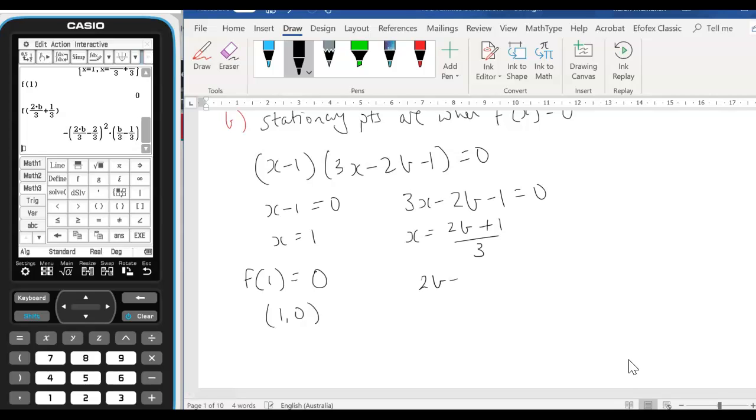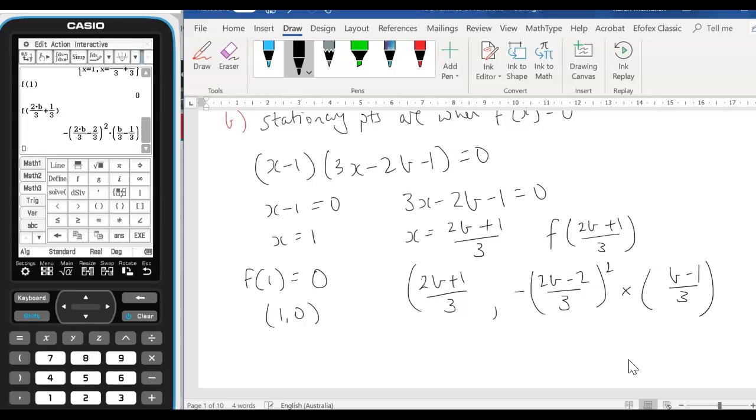So when x equals (2b + 1)/3, y, so all I've done is substituted that in. And remember, you're substituting it into your original function, not your gradient function. All right. Oh God, I don't like this. So I'm just going to leave it as it is though, ((2b - 2)/3) squared times (b - 1)/3. So they're our coordinates. You could expand that. Let's see what happens when we expand this, because it's currently in factorized form.